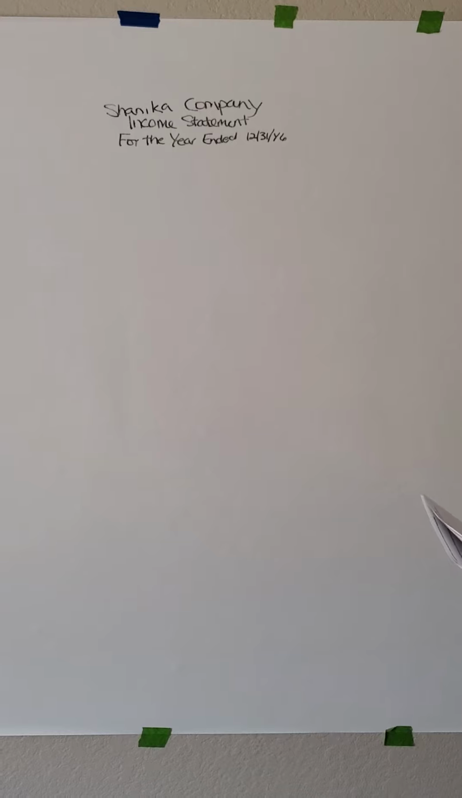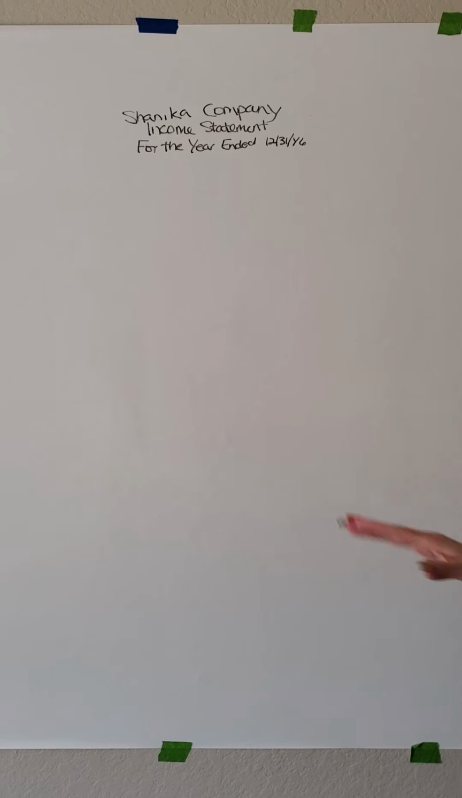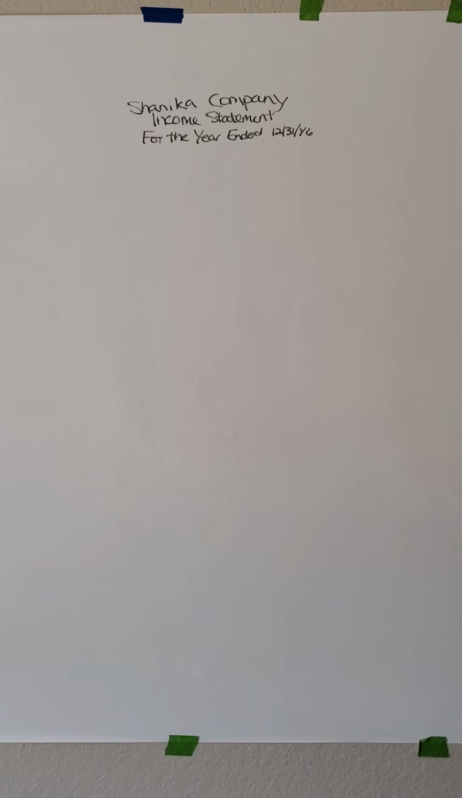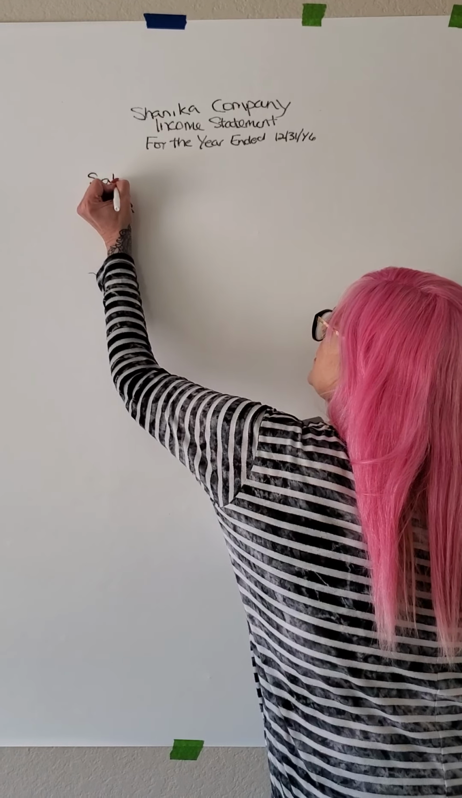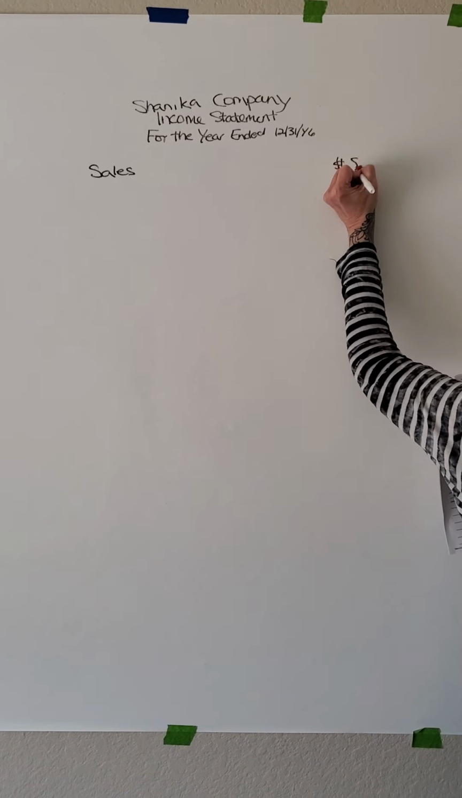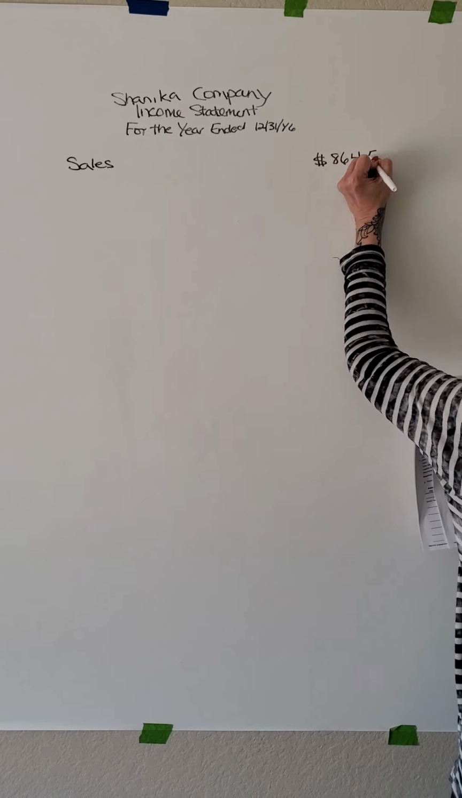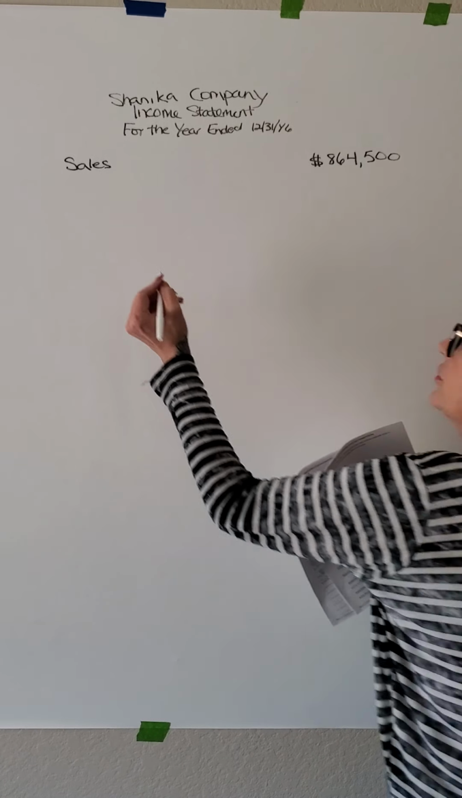All right, part two of the problem wants us to finish out the income statement, to prepare one now that we've done the statement of cost of goods manufactured. So again, income statement, we always start with sales, which is given to us in the problem as $864,500.